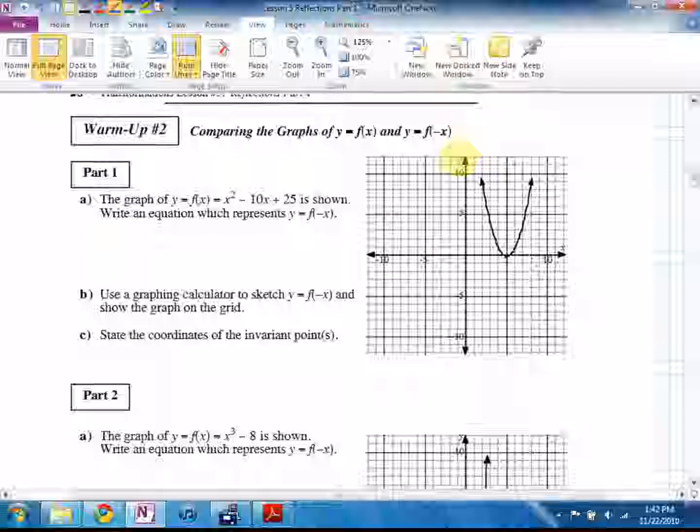So it says, here's my graph. This is in expanded form. Write an equation which represents that. What this is saying, Chelsea, is replace every x with the negative x. It's going to look like this. y equals negative x squared minus 10 times negative x plus 25.